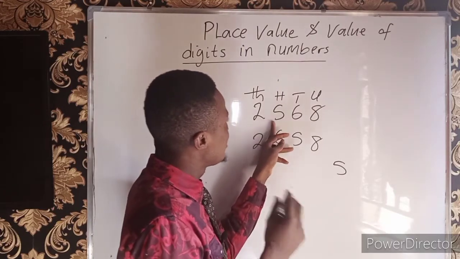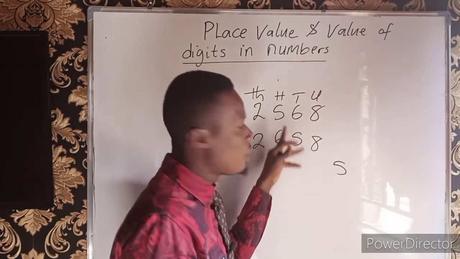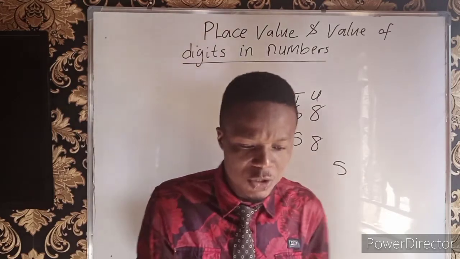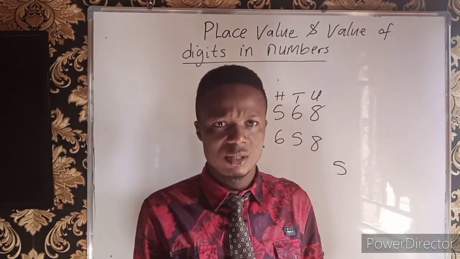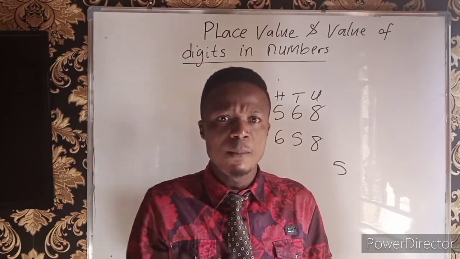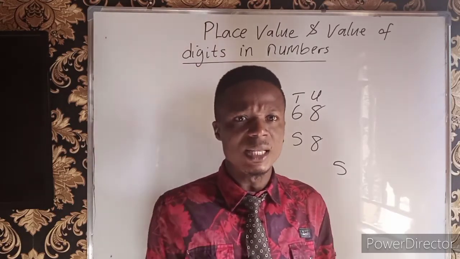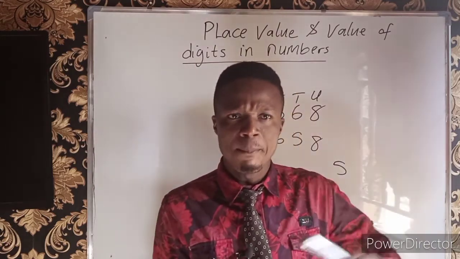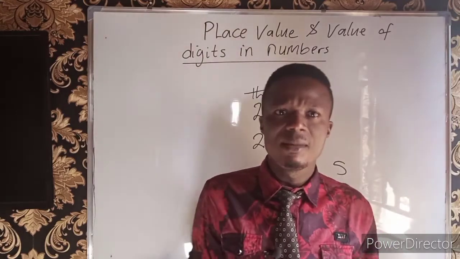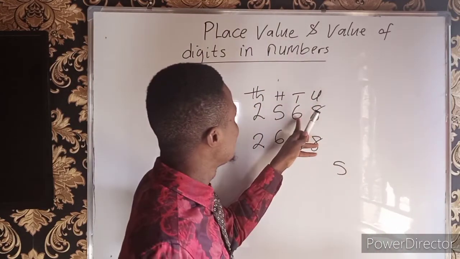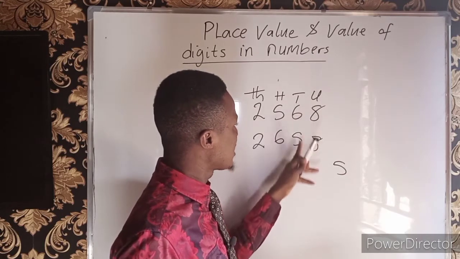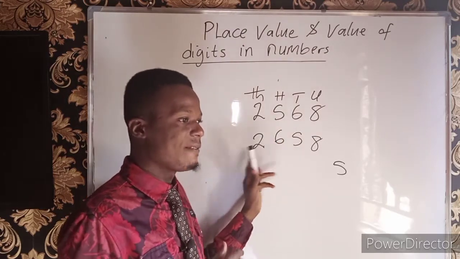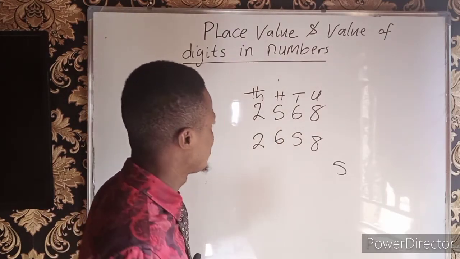But when this 5 comes here, the value becomes 500. When it comes here, the value becomes 5,000. So you now see that when this 5 moves from one place to the other in this number, the value changes. So the place of a digit in a number determines its value. That is why we have place value and value. Please get this difference. If I place this 5 under the tens here, it becomes 50. If I place it under the hundred, it becomes 500. And if I place it under the thousand, it becomes 5,000.